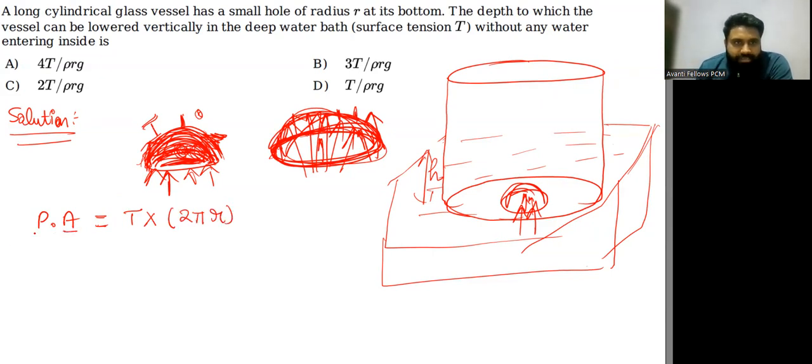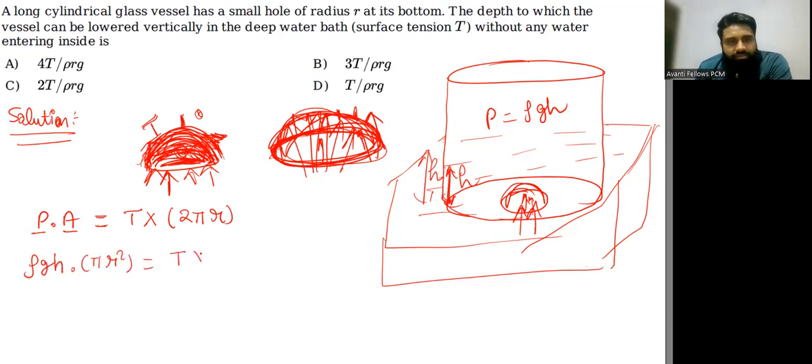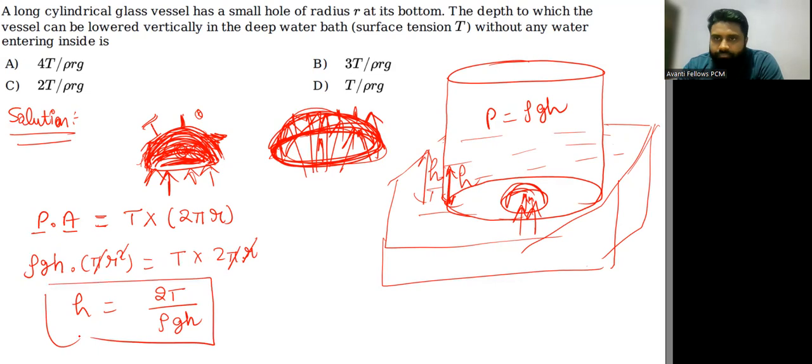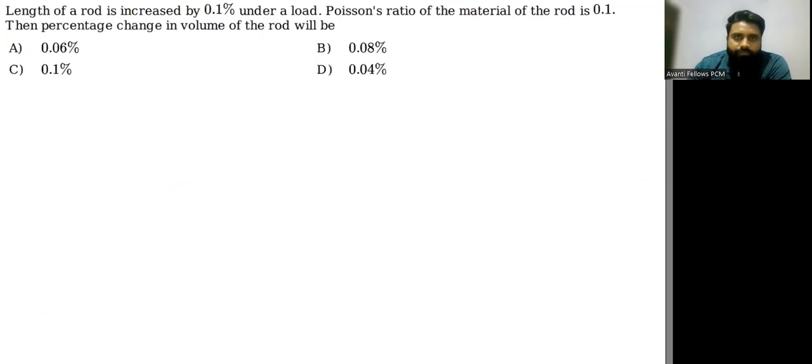We know that at depth h, the pressure will be rho g h. So it is rho g h, and the area is pi r square, equal to T into 2 pi r. You can cancel one pi and one power of r, so you can say that h is nothing but 2T upon rho g r. So this is the method of it. Got it? Option C is the correct option. Move on to the next question.